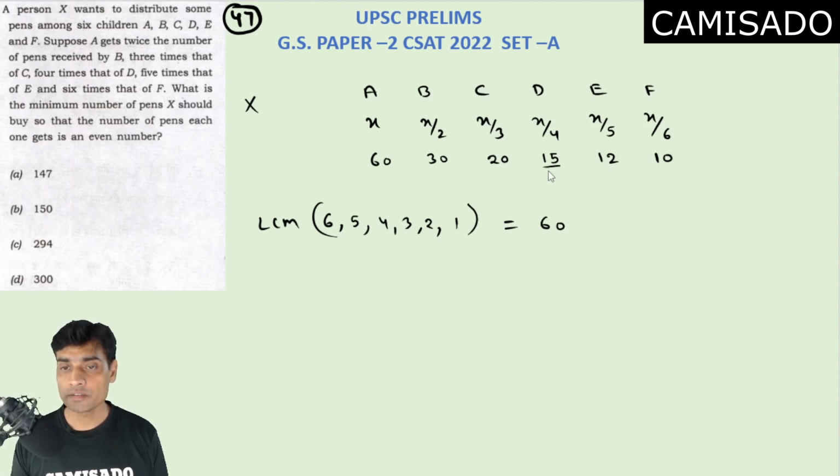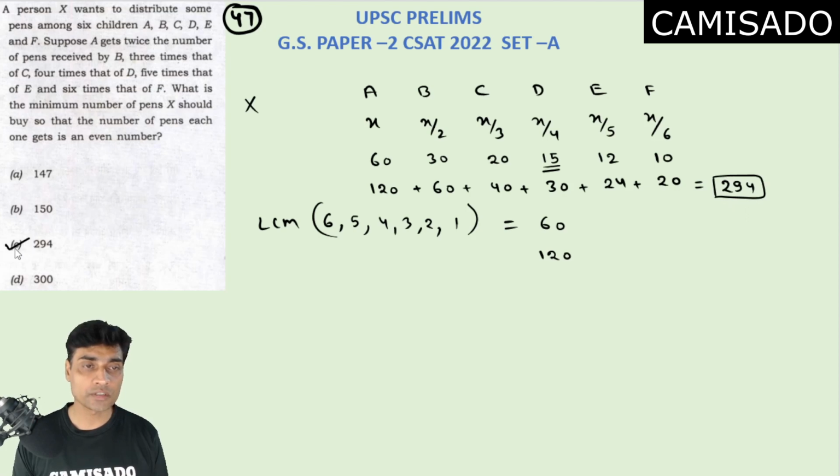But this is an odd number. Multiplied by 2 means it will be 120 here. Then see what the scenario. This time it's 120, by 2 is 60, by 3 is 40, by 4 is 30, by 5 it's 24, and by 6 it's 20. So this time all the numbers are even. When you add up all of them, you will get the required number of pens needed for the distribution among 6 children by a person X. So the total of all this is 294. This will be your answer for this particular question.